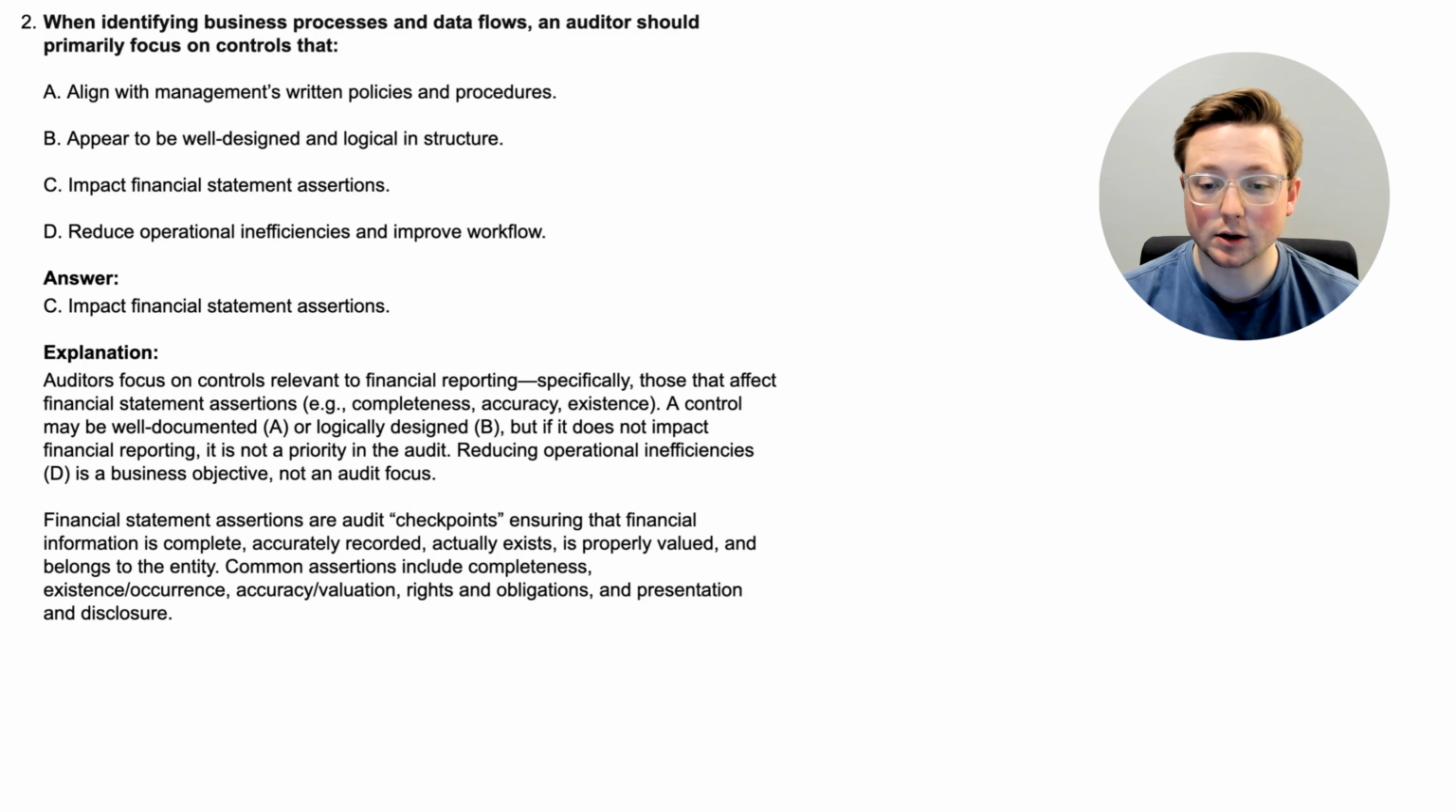Common assertions include, and by the way, these are connected respectively to what I just said: completeness, existence/occurrence, accuracy/valuation, rights and obligations, and presentation and disclosure. And again, those are all basically connected directly to what I just said, where I was saying complete, accurately recorded, actually exists, properly valued, belongs to the entity. Those are directly related to the common assertions that I just went over.